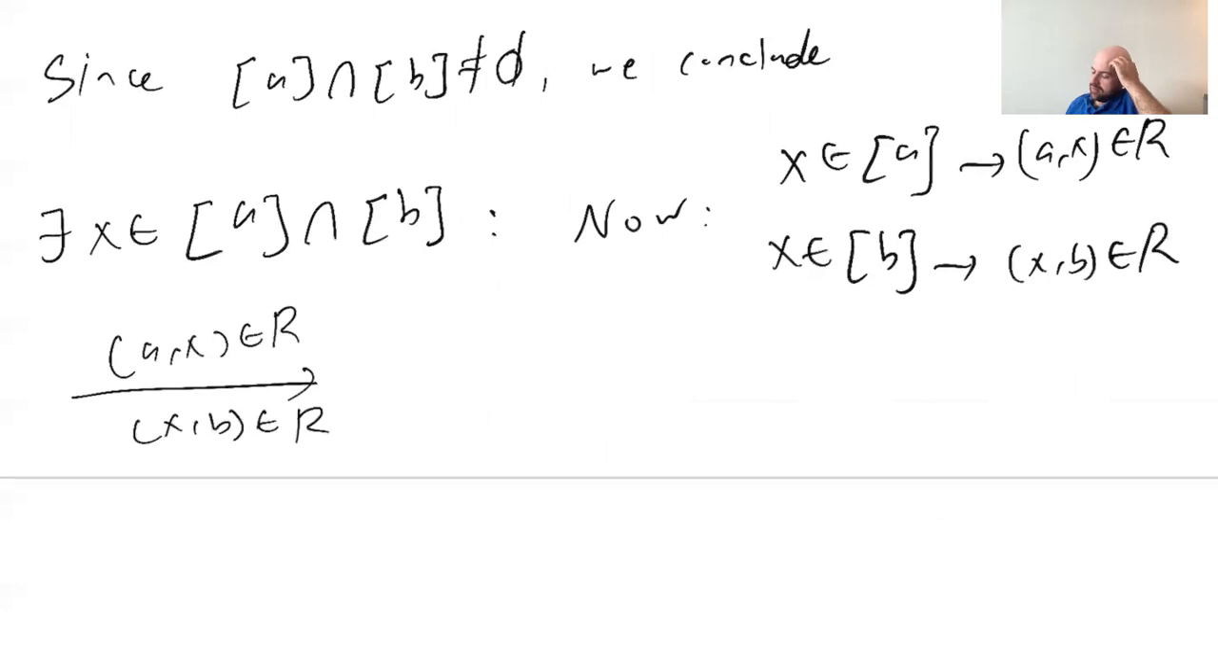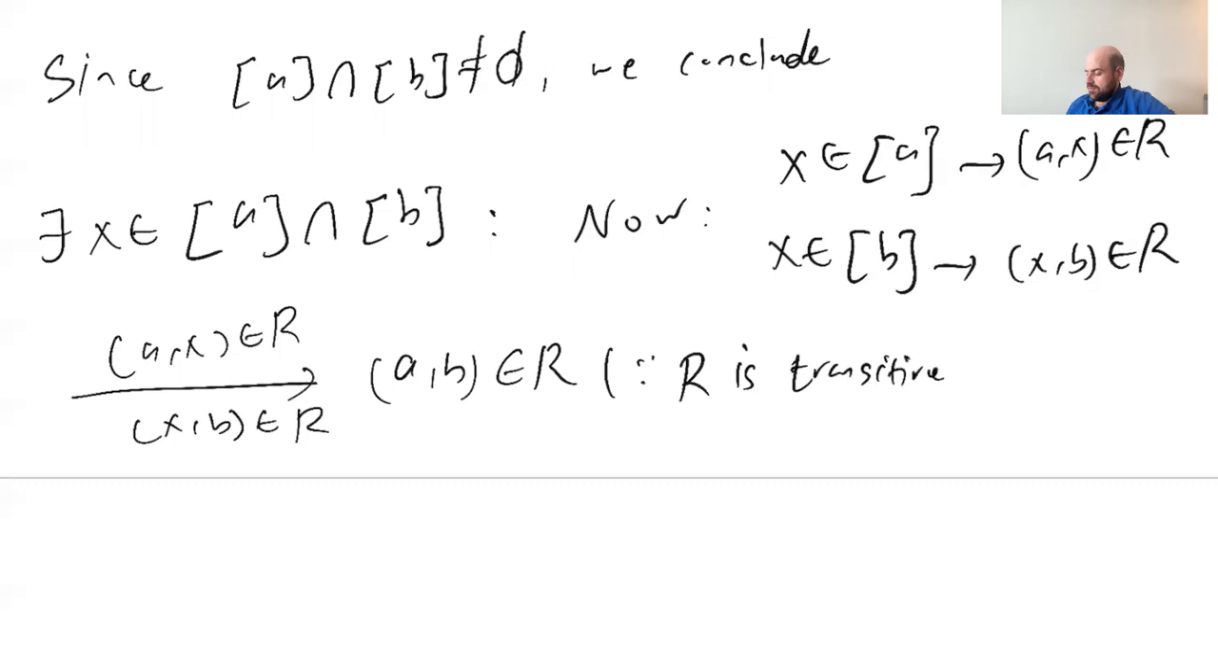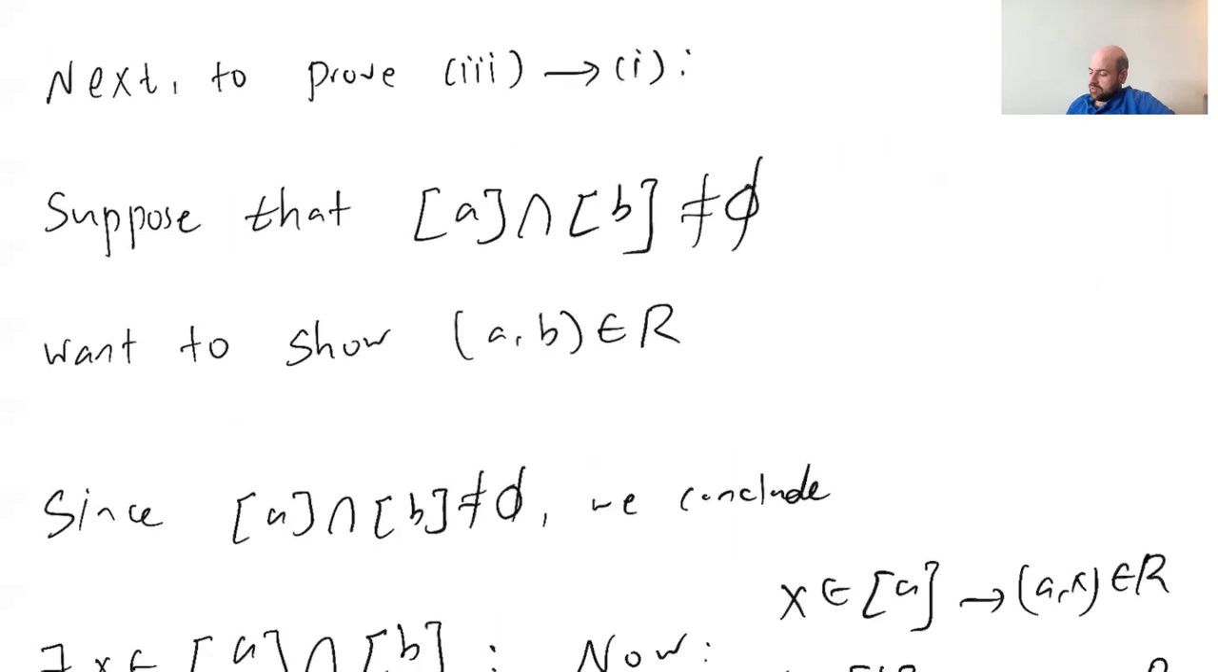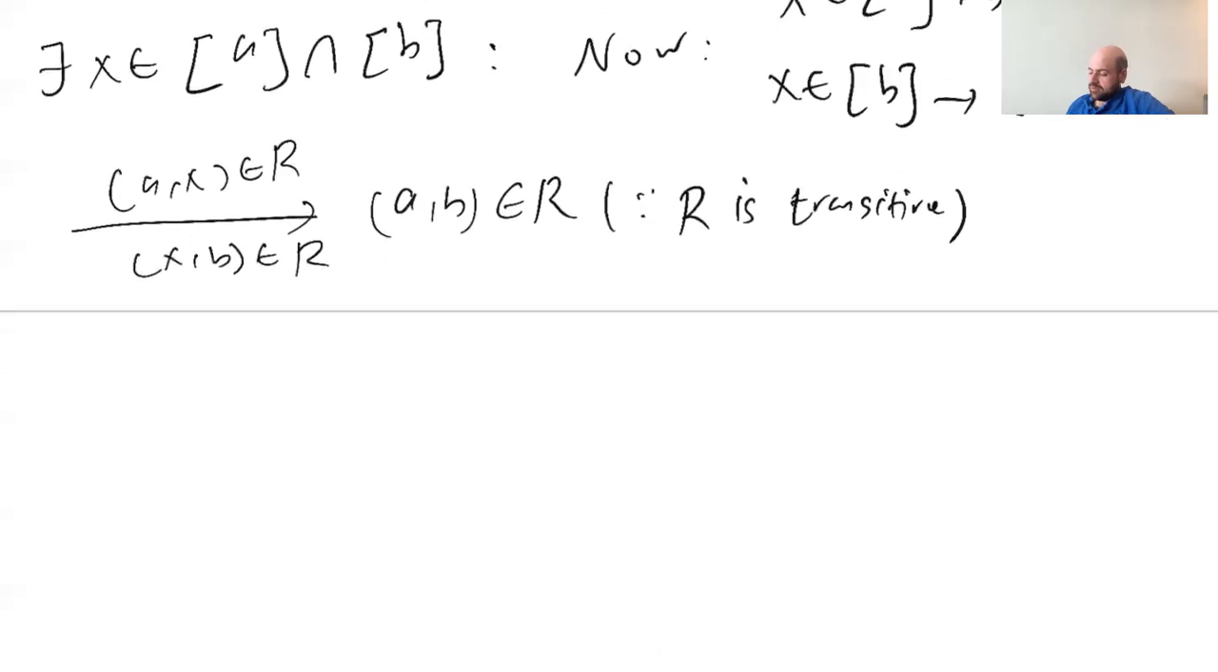And R is transitive, right? See, (A, X) is in R, (X, B) is in R, and R is transitive because it's an equivalence relation. So I can conclude that (A, B) is in R because R is an equivalence relation and therefore transitive. Well, that's it. We wanted to show that (A, B) is in R. We showed that (A, B) is in R.